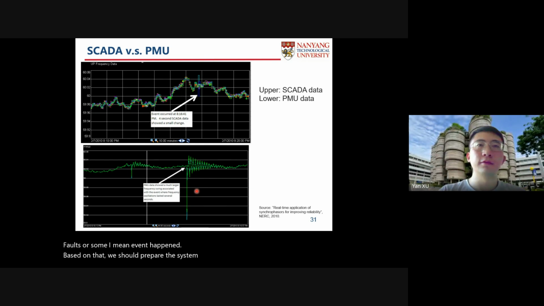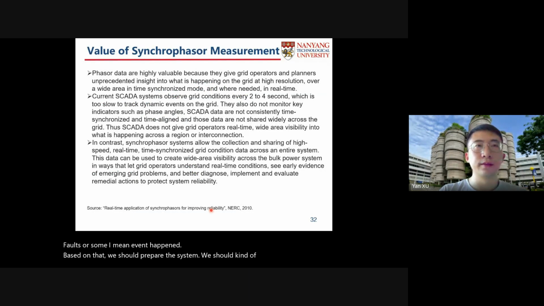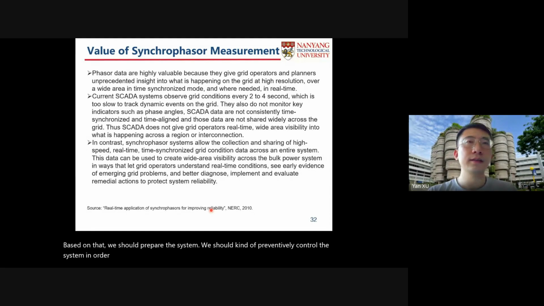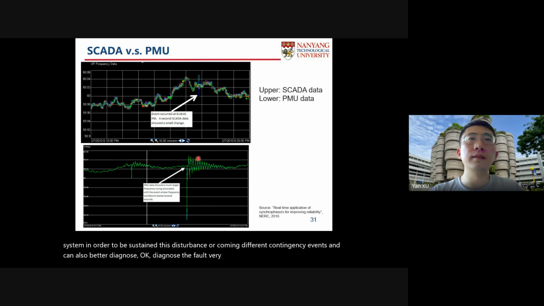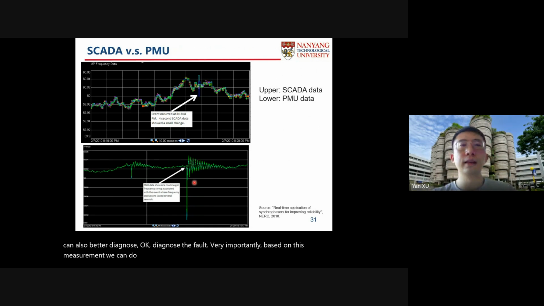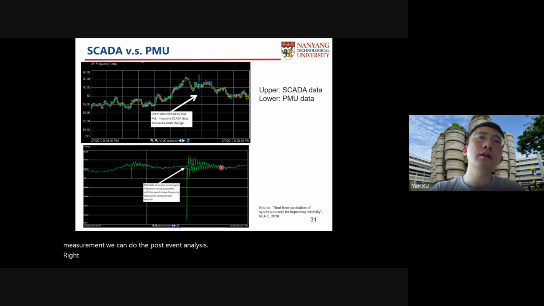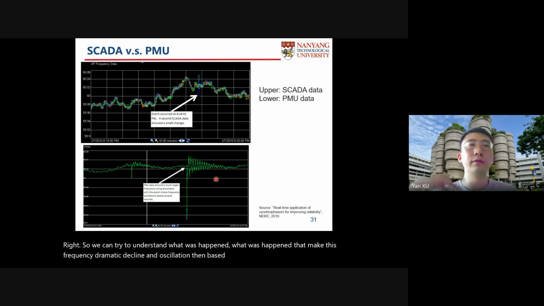We should preventively control the system in order to withstand this disturbance or coming different contingency events, and can also better diagnose the fault. Very importantly, based on this measurement, we can do the post-event analysis, right? So we can try to understand what happened that made this frequency dramatic decline and oscillation. Then based on this measurement, we can fine-tune the system dynamic parameters.